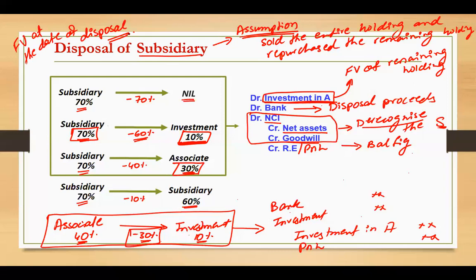So in case of associate to investment, again, we are assuming that first we have disposed of the investment in associate by crediting it. Then we have purchased the simple investment by debiting it. The bank being a debit and the balancing figure taken to P&L.